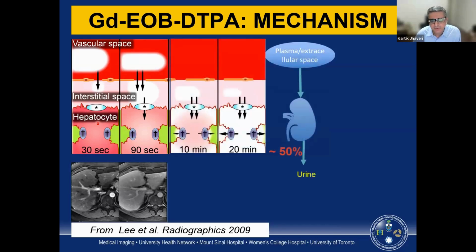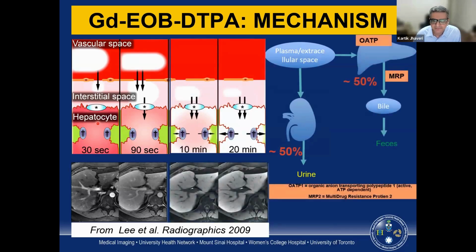And then subsequently, when you move on to after 10 minutes, you get a predominant hepatobiliary phase where you have strong hepatic parenchymal enhancement and biliary excretion, wherein you can assess the hepatobiliary properties of this particular contrast agent. In between 3 and 5 minutes is a so-called transitional phase where you can have mixed appearances of both extracellular as well as hepatobiliary phase appearances.